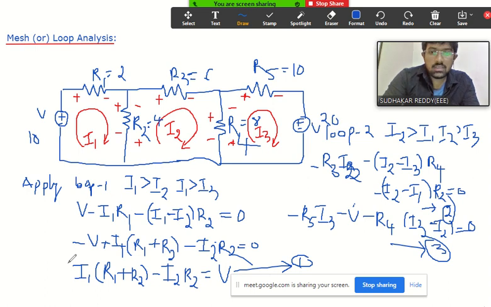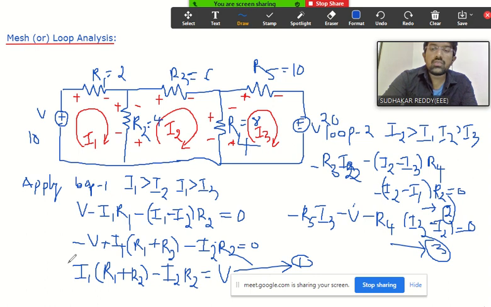Can we solve the equations? Yes or no? These are just algebraic equations, like X plus CZ equals D. We are having 3 equations with 3 unknowns, I1, I2, I3. If we solve the 3 equations, then we will get the answers for I1, I2, and I3 values.